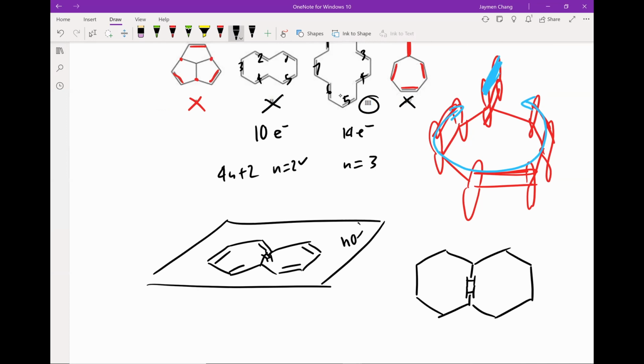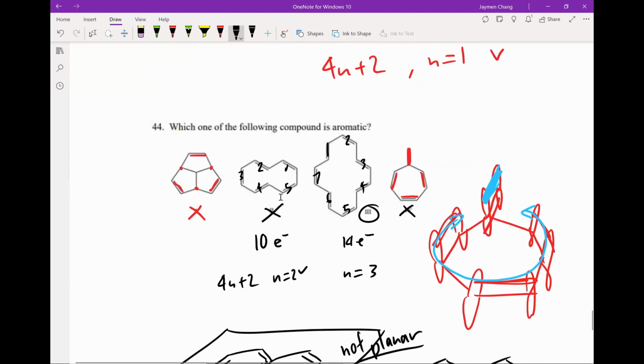So this is not planar. Okay, this is one of those very tricky exceptions. Sometimes they like to put these kind of questions onto exams, sometimes they don't. But just keep that in mind where there may be something really small about it that tricks you up. Okay, so the reason why this one is not aromatic is because it is not planar.